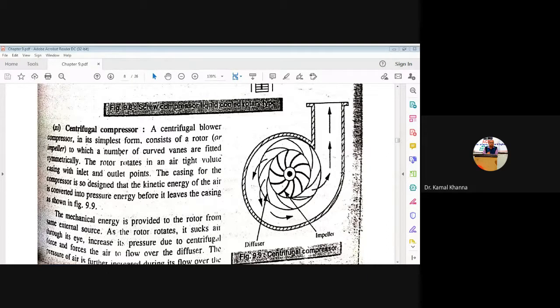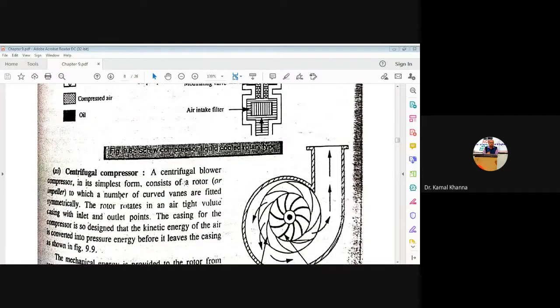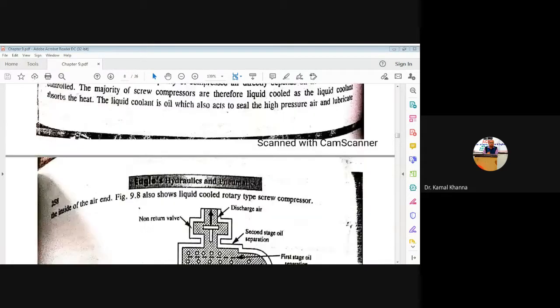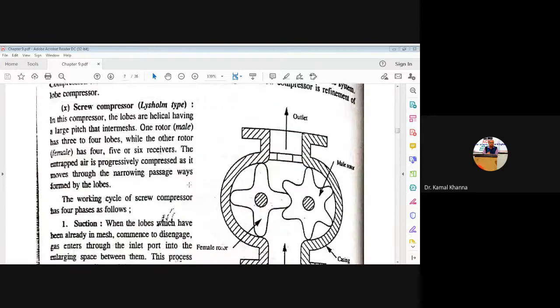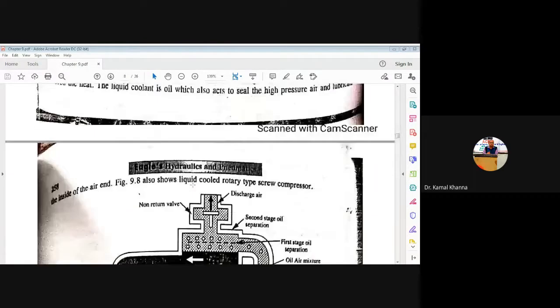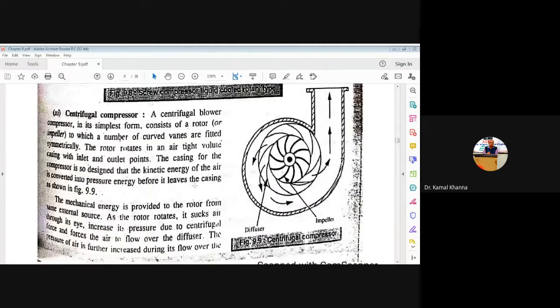So coming on to the next type of compressor, in the previous class we have studied various types of compressors like vane bore compressors, screw compressors, and lobe compressors. Now in this class, coming on to the next compressor, we have the centrifugal compressor. The centrifugal compressor is basically the simplest form of compressor.